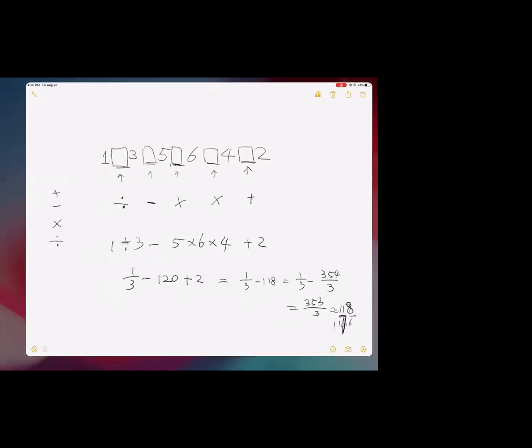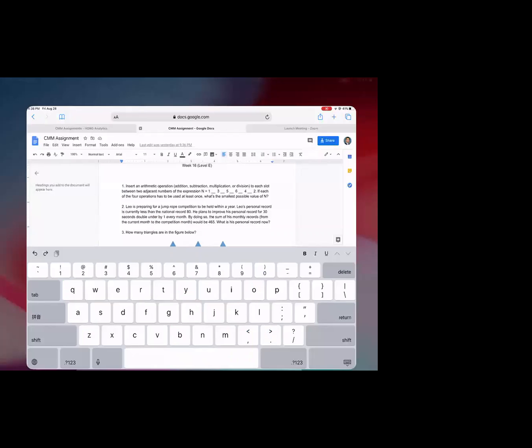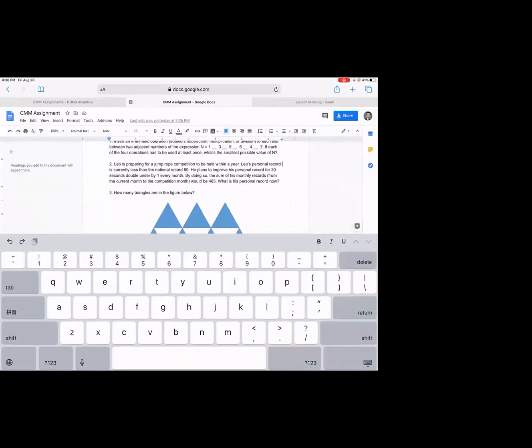No, let's move on to the next one. So the next problem is tricky. Actually, really none of you have the completely correct answer for the second one. But if you can give one of the possible values, that's fine. So this problem said Leo is preparing a jump rope competition, and his personal record is less than 80, and he wants to improve it by 1 per month. By doing so, the sum of his monthly records will be 465.